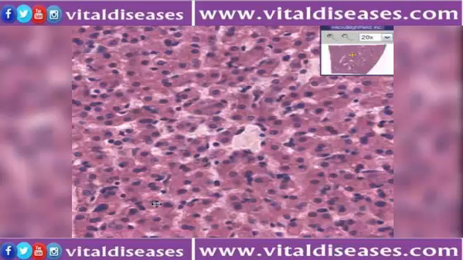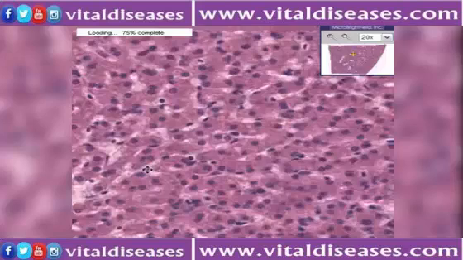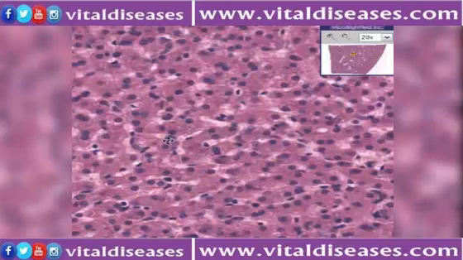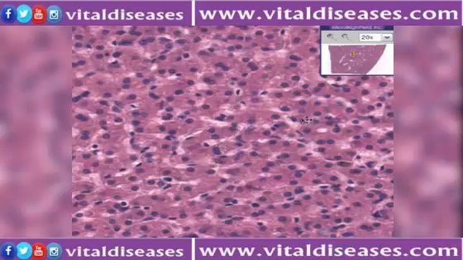But let's get a regular portal vein. See, there's a central vein, and the sinusoids are generally converging towards it. And here's some more sinusoids, and hepatocytes, and Kupffer cells. Those are the only three things you see in here.